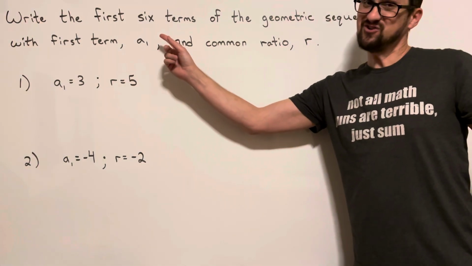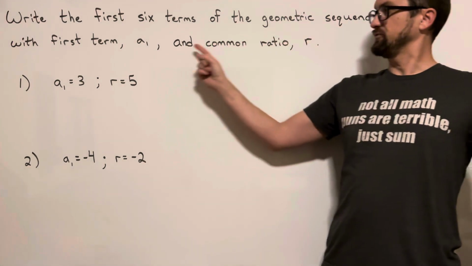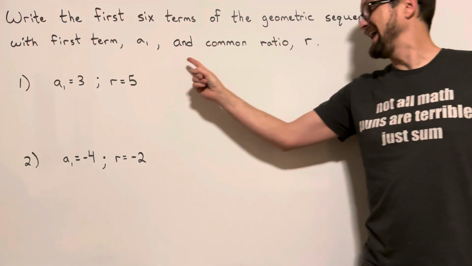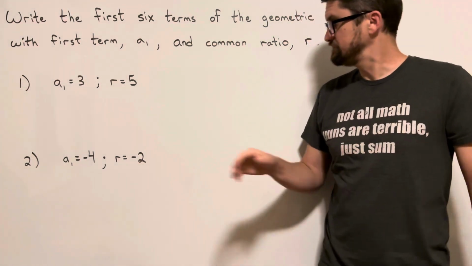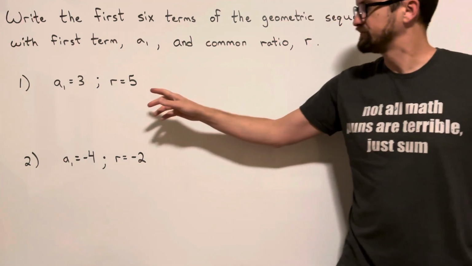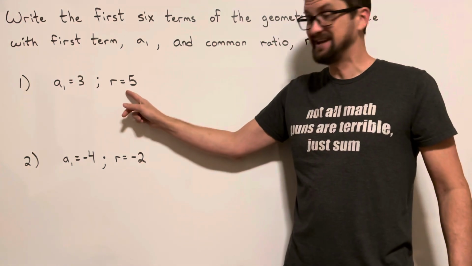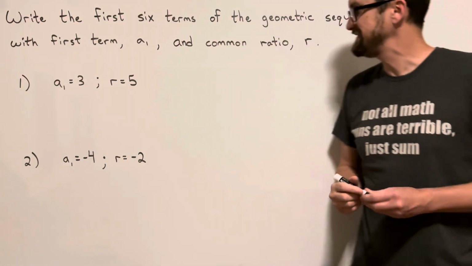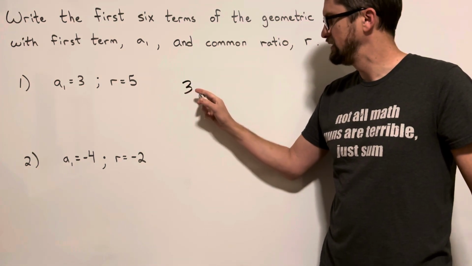Write the first 6 terms of the geometric sequence with first term A1 and common ratio R. We have 2 problems here. Let's look at the first one. We have the first term already 3 and the common ratio here is 5. All right, so the first term is going to be 3.